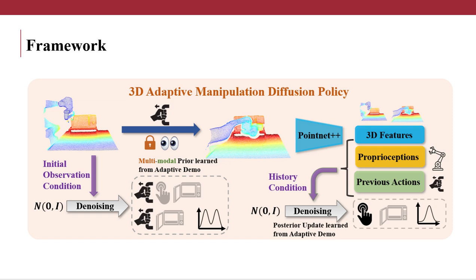We employ a diffusion-based 3D adaptive manipulation policy for articulated objects with complex mechanisms. Conditioning on the history of 3D visual features, proprioceptions and actions, the policy denoises Gaussian noise into the trajectory distribution. In the beginning, the policy captures the bimodal distribution in the demonstration based on initial observation. Then the policy distribution adaptively shifts to a unimodal distribution conditioning on the observed lock state.